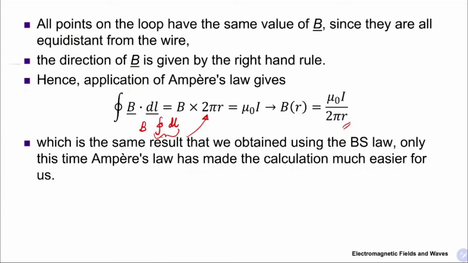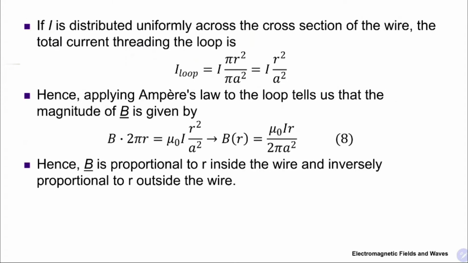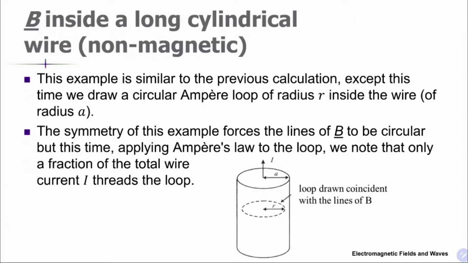So we're going to apply this to a long cylinder wire, non-magnetic. If we have a long cylinder of wire carrying a current I, then we can find the magnetic flux density profile in the vicinity of this long cylinder wire. We can divide this into two problems. One is inside the wire, which is the conductor, and the other is outside. The outside one, we have done just now.